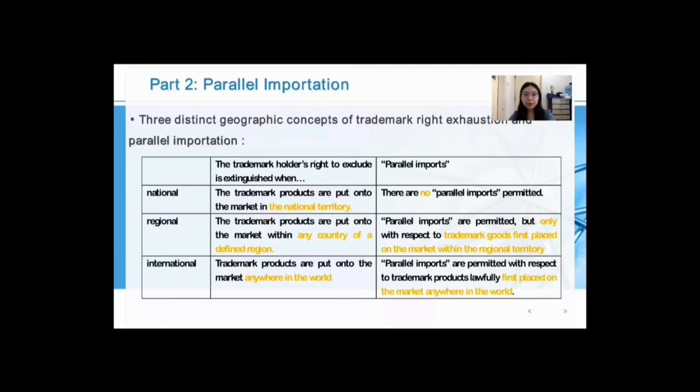Under a regional exhaustion policy, the trademark holder's right is extinguished when trademark goods or services are put onto the market within any country of a defined region, such as the European Union. Parallel imports are permitted, but only within the regional territory. Under an international exhaustion policy, the trademark holder's right is extinguished when a trademark product is put onto the market anywhere in the world. Parallel imports are also permitted from anywhere in the world.